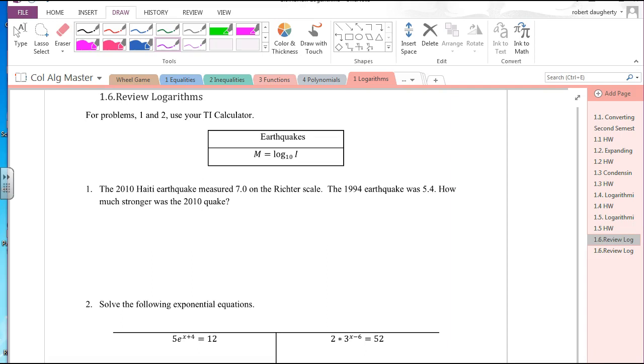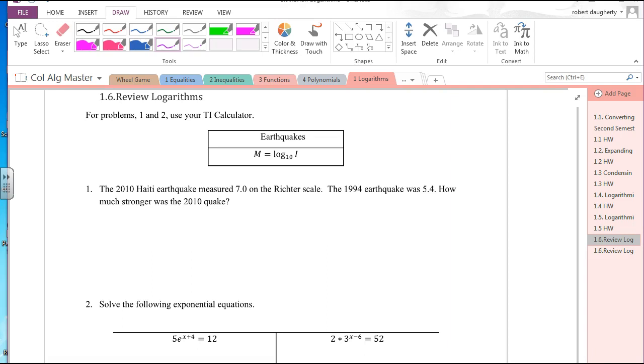The 2010 Haiti earthquake measured 7.0 on the Richter scale. The 1994 earthquake was 5.4. How much stronger was the 2010 quake? We have a formula for earthquakes. The magnitude is equal to the log base 10 of the intensity. So they're asking me about the intensity of the earthquake.